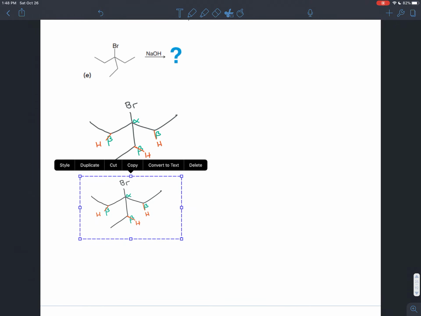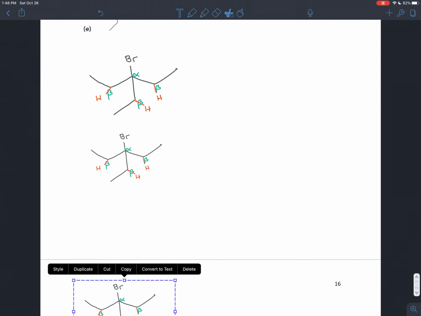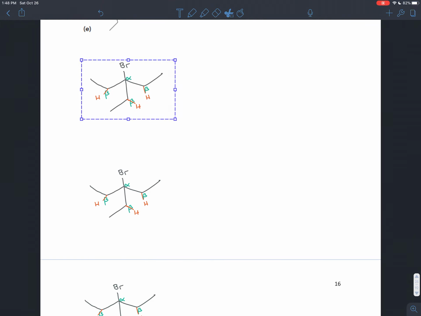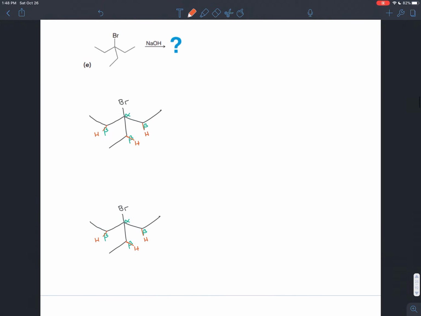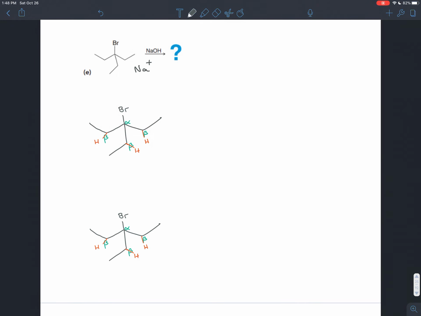Now, we can quickly draw the mechanism for those, just to prove that point. But already, because of the symmetry, we can see we're only going to get 1 product. So our base is sodium hydroxide. Now we have metal that gives its electrons away to whatever it's bonded to, here the oxygen, and so OH is going to serve as our base.